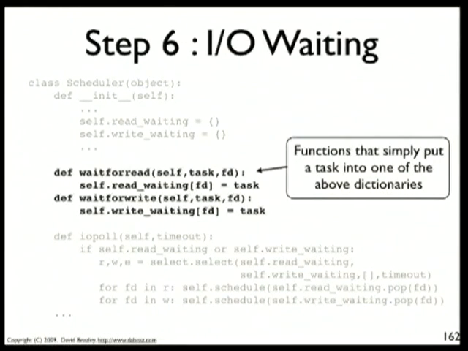So this wait for read operation basically takes a task and a file descriptor, and it just records, okay, this file descriptor is waiting to read, and this task is interested in the result of that. So we're really just building up some maps of file descriptors and tasks saying, well, these are waiting for reading, these are waiting for writing.